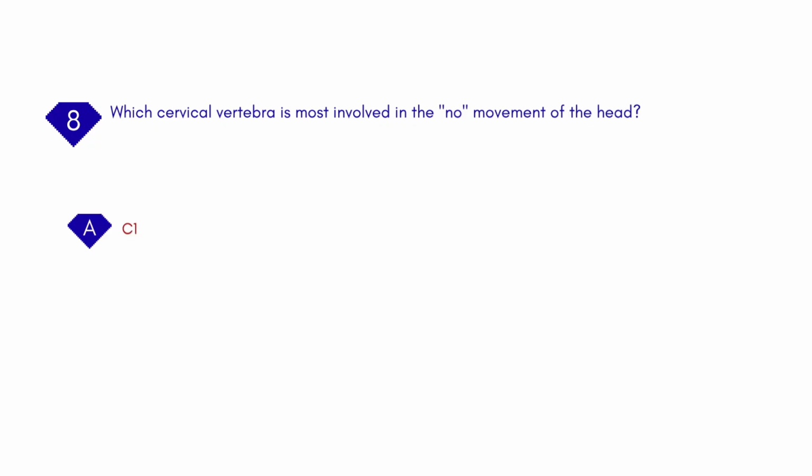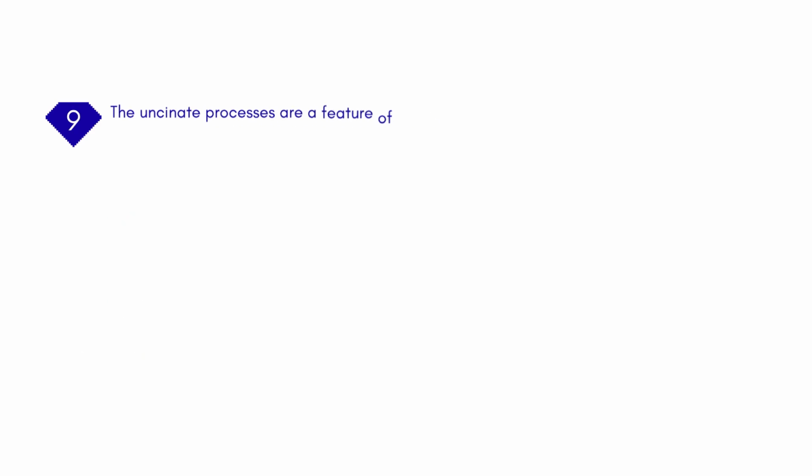A. C1. B. C2. C. C4. D. C7. Answer, B. C2. The uncinate processes are a feature of which vertebrae?